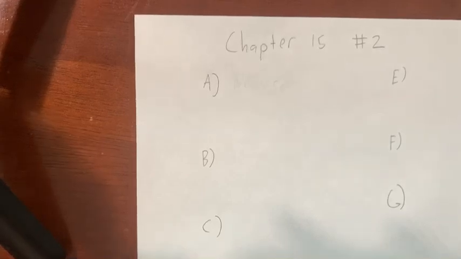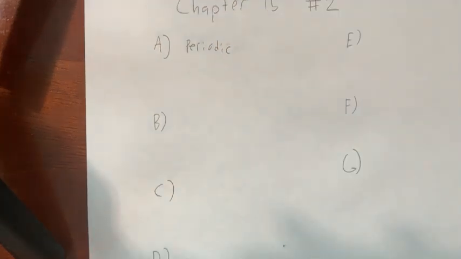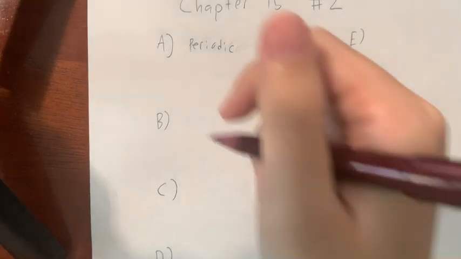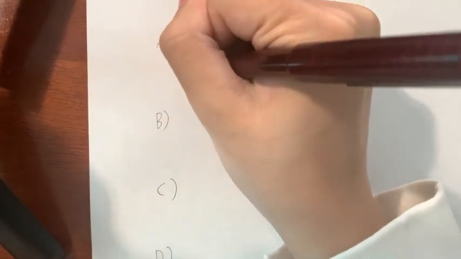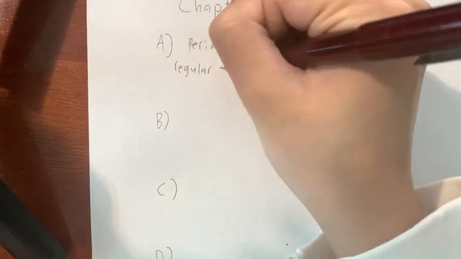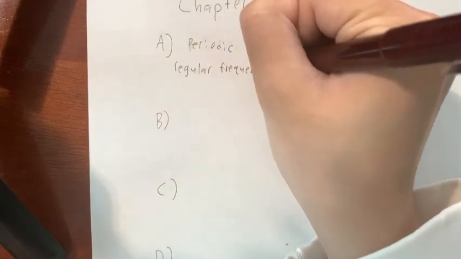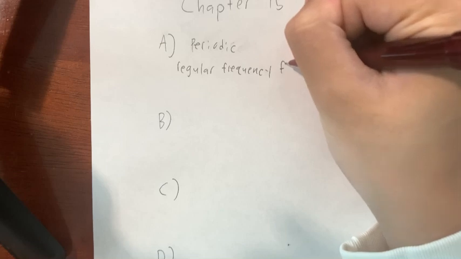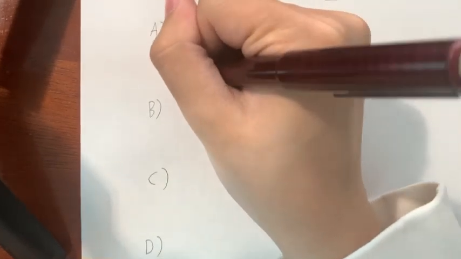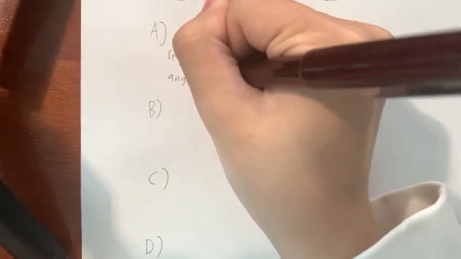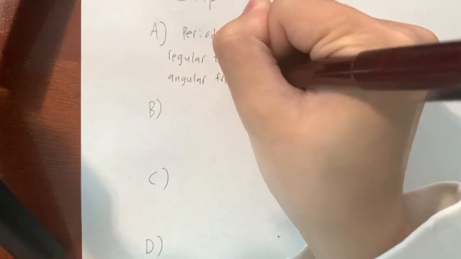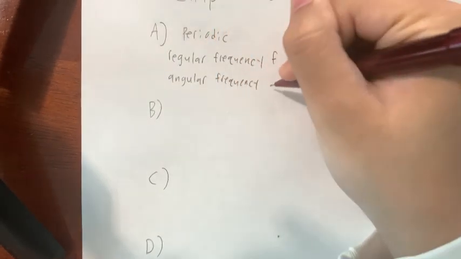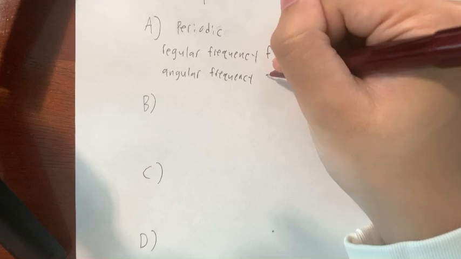When the waveform repeats every time interval, these waves can be classified as periodic. And these periodic waves can be characterized by either being regular frequency, which can be represented by f, or angular frequency, which can be represented by omega.